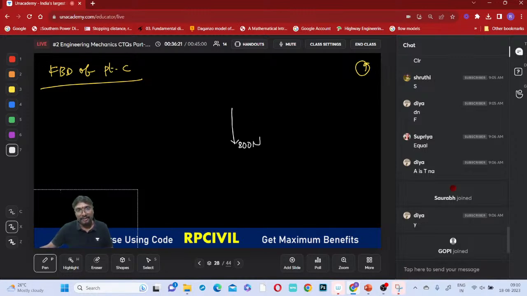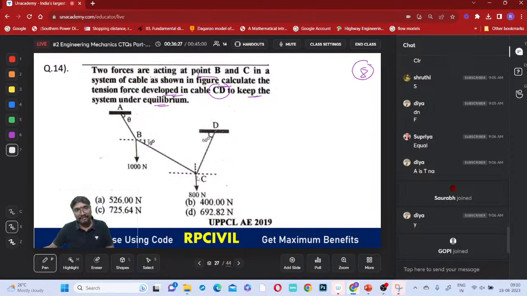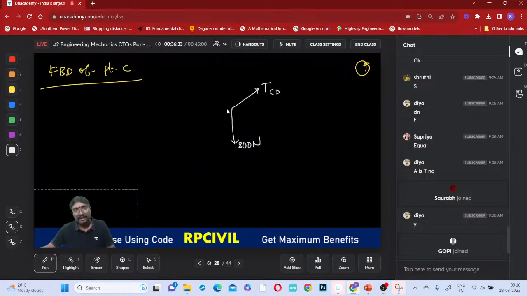And what can you consider? This is tension in this CD now. Instead of this cable we can consider tension in this CD. And this one, tension in this CB, we consider now. Instead of this CB wire we'll consider this tension in this CB, or BC, whatever it is. This is the point C, right?